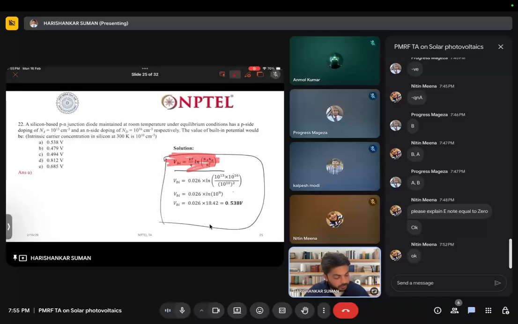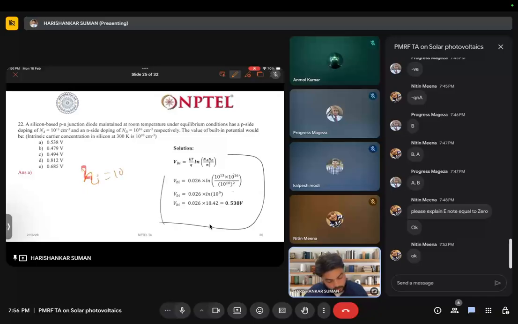Please remember this formula. Built-in potential is kT by q ln(ND Na by Ni square). Sorry, this is different. First I write. Okay, so Ni is also here.